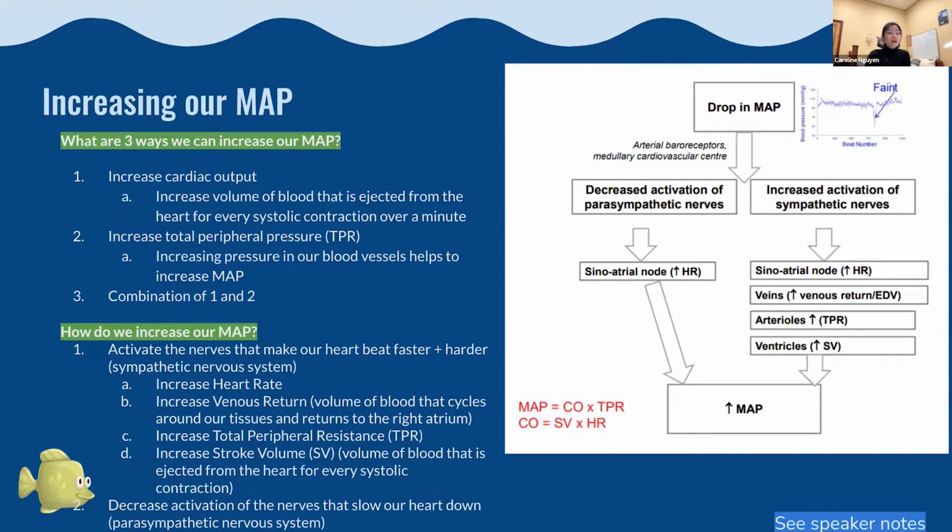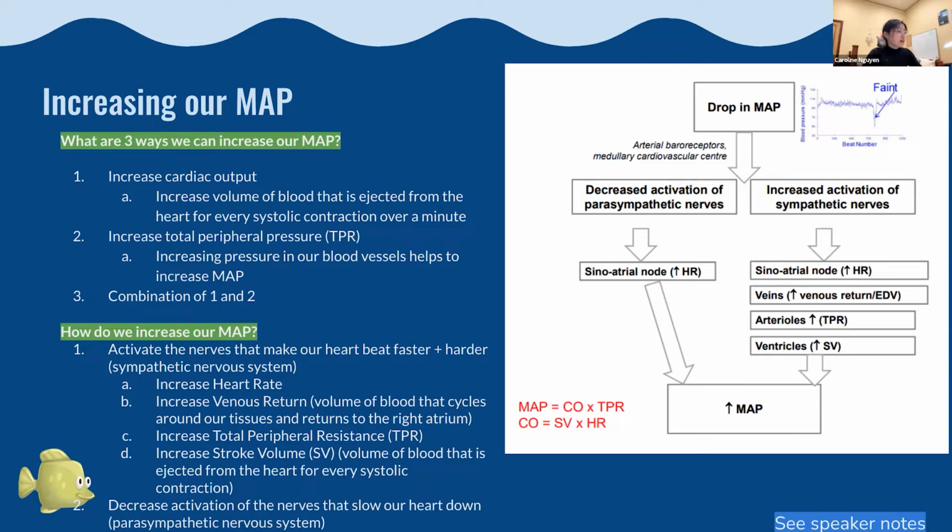Okay, so what are 3 ways we can increase our MAP? 1 is increasing cardiac output, and 2 is increasing total peripheral resistance. And 3 is a combination of these 2. So you would want to increase the volume of blood to increase pressure, or if not that, then increase the force that is against the flow of the blood in the vessels, which is TPR. So how do we do that?